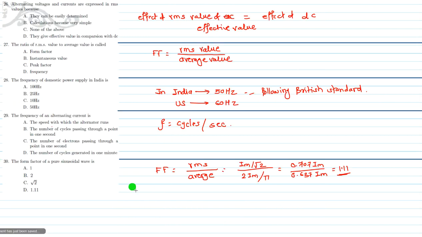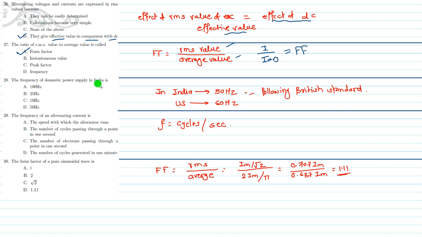Let's have a last slide. Alternating voltages and currents are expressed in RMS because they have the effective value. The effective value of the RMS AC is nothing but the effect of DC. That is why it is called the effective value, in comparison with the DC. The ratio of RMS value to the average value is called, so RMS value upon average value, I RMS upon I average, is always called the form factor, or V RMS upon V average. So the form factor is the correct answer.